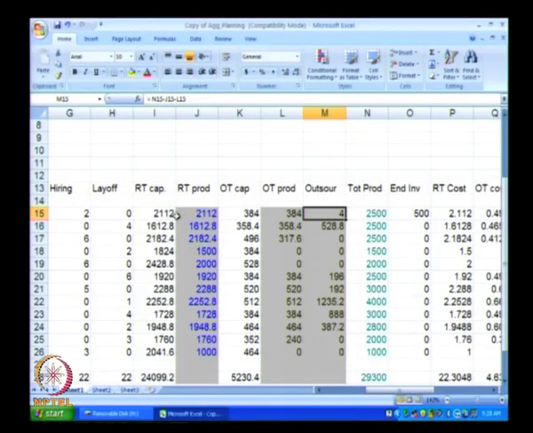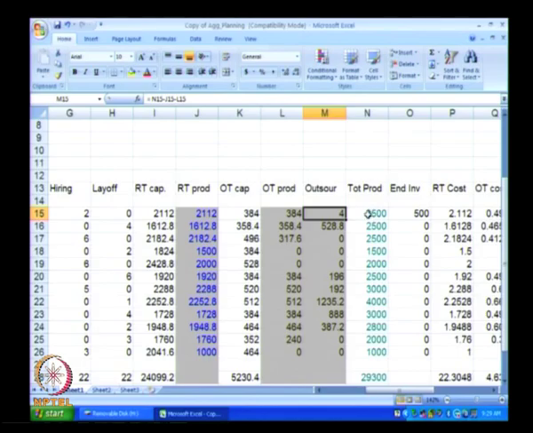So, if the user enters 2500, first we will check what is this RT capacity. So, that much is given to RT production, and then the balance is taken, then the OT capacity is seen, and then the maximum possible is given to the OT production, and if there is still something to be given, that is given to the outsourcing. The reason and the motivation is that regular time production is less costlier than overtime production, which is less costlier than outsourcing. Therefore, maximum is given to RT production, then to OT production, and then to outsourcing.